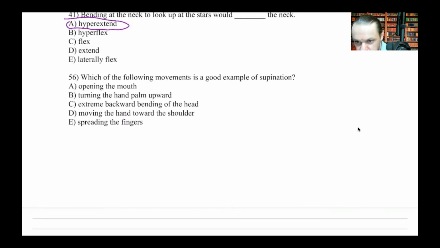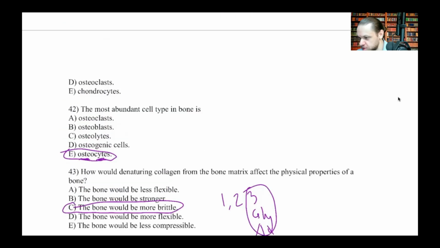Jessica, I think you went. Let's see who we got. I didn't go. You go ahead. Which of the following movements is a good example of, I don't know how to say that word. Supination. Supination is when you twist your palm up. So B, 56 B, turning the hand palm upward. A good way to remember: if you're working on your biceps, you will supinate to engage them. So turning your hand upward or palms up, and pronate will be the other way, palms down. So this basically will conclude the set.